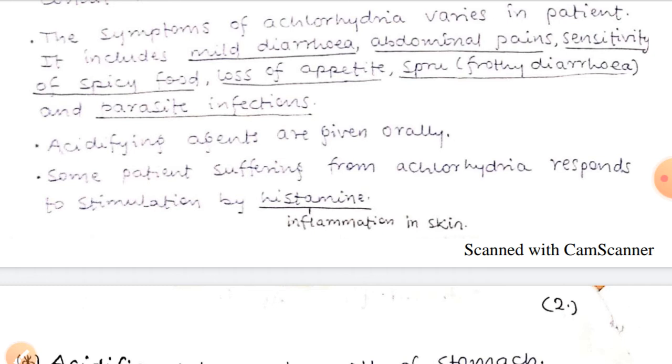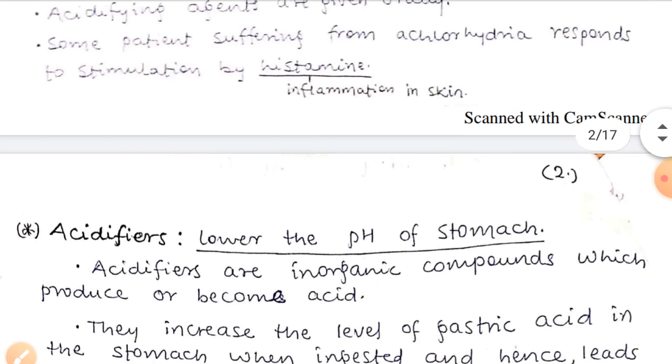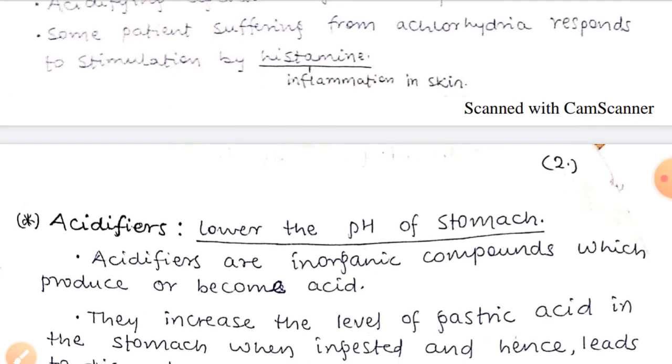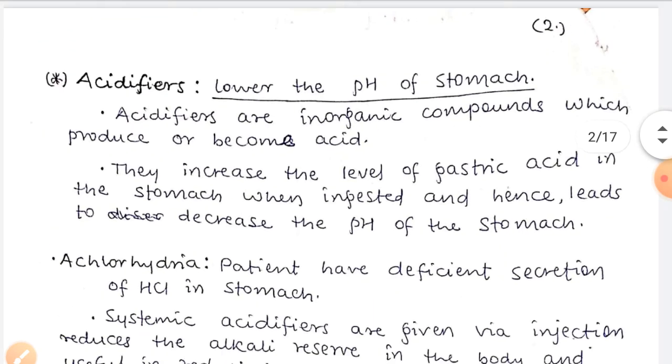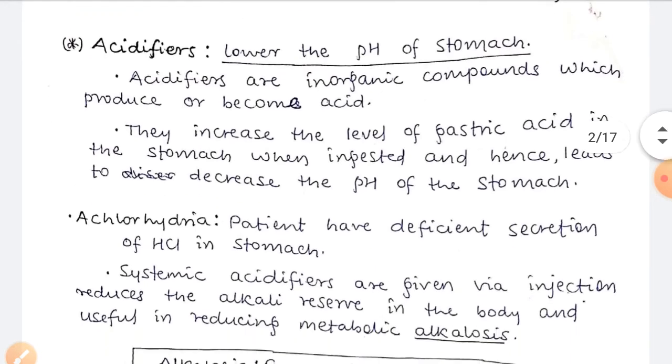Acidifying agents are given orally. Some patients suffering from achlorhydria respond to stimulus by histamine. Histamine is secreted from the white blood cells, WBC. Now this page is clearer than the previous one.